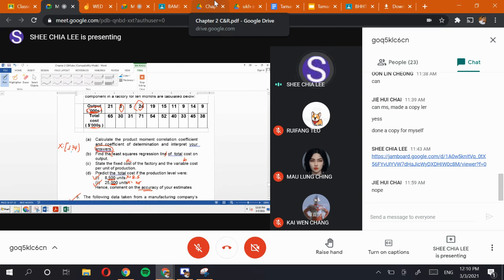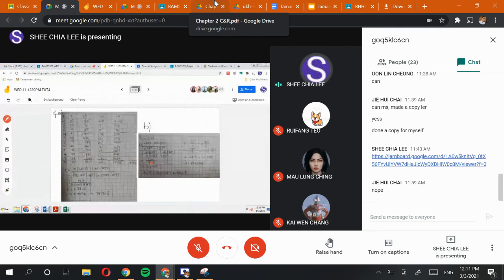Therefore, it is more accurate and reliable. Whereas x equals 25 is an extrapolation estimate. It is outside the range of this data. Therefore, it is less accurate and unreliable. This is how you explain for question 4. So you calculate r squared, then you have to interpret. Please learn how to interpret.